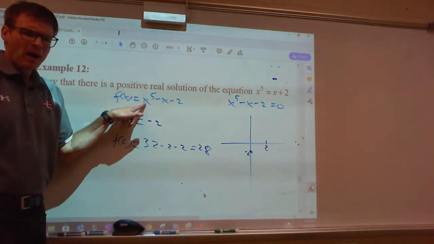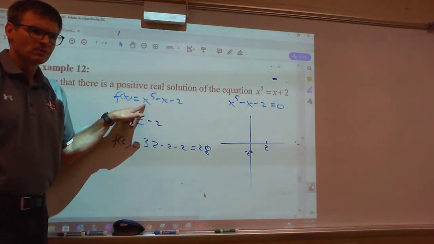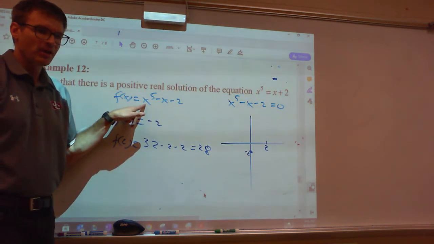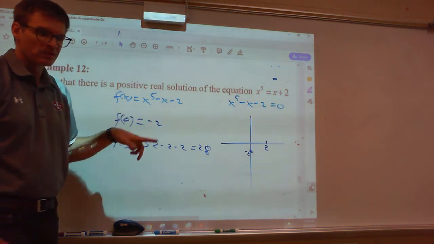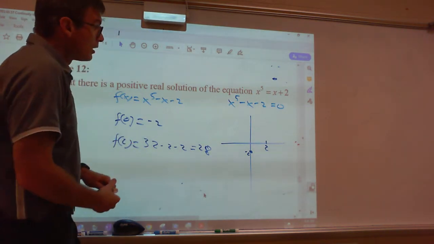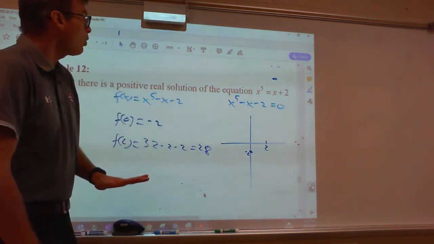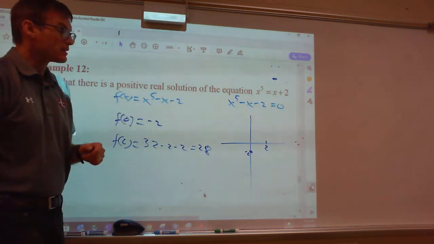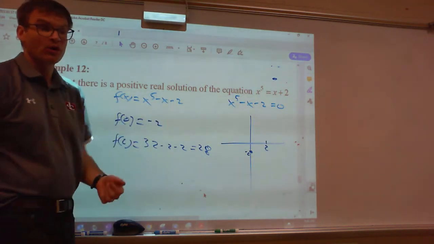Can we agree that this polynomial is continuous? Everybody okay with that part? Right? It's a polynomial, it's continuous. That means I've got to connect the dots. Now, what we're trying to show is that this graph crosses the x-axis, because that's what a 0 is, where it crosses the x-axis.